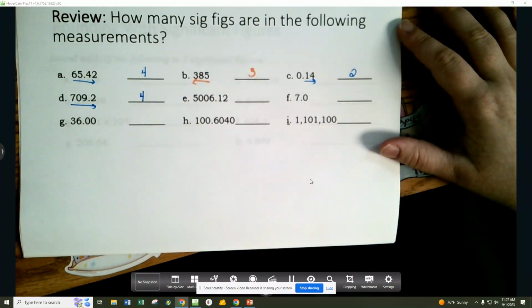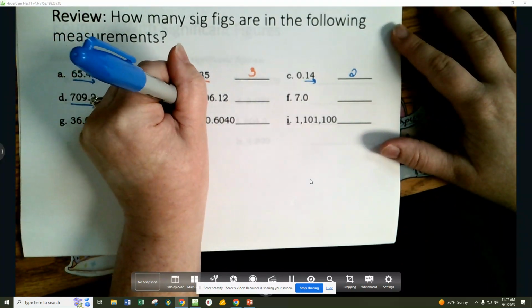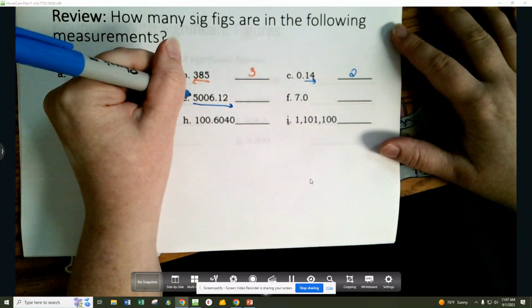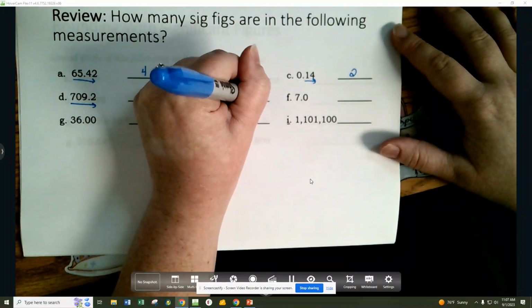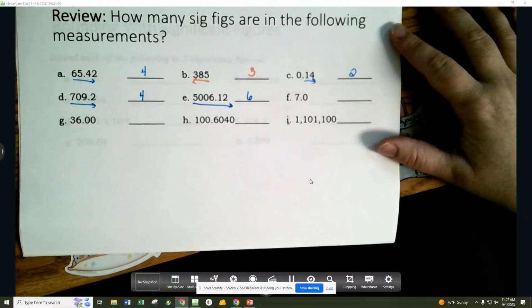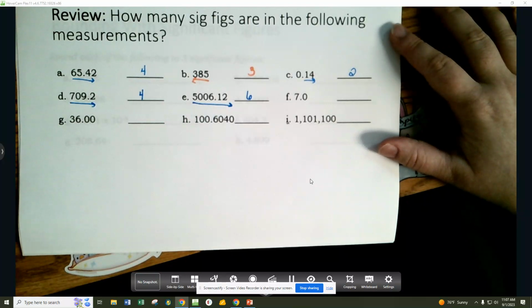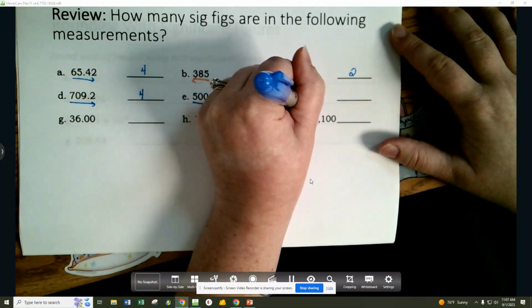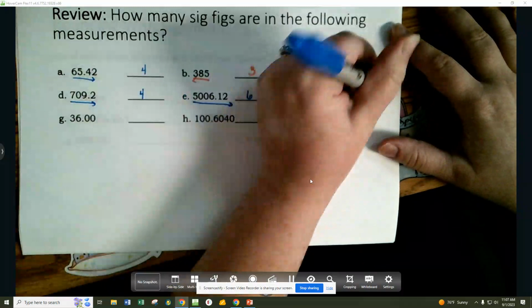Letter E, we have 5,006.12. It's going to use the Pacific rule, start at the 5, go all the way to the right, and in total we then have 6 significant figures. F is also using Pacific because we have a decimal present. It's going to go left to right, starting at the 7, going all the way, and that has 2.